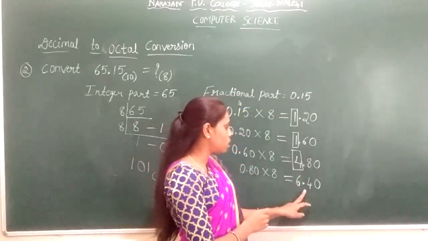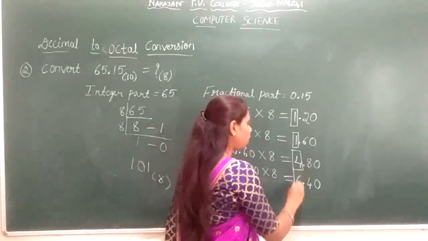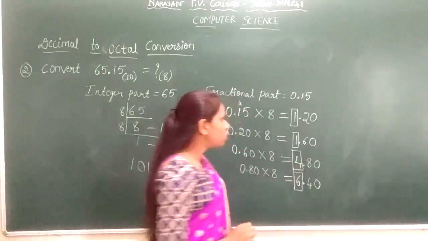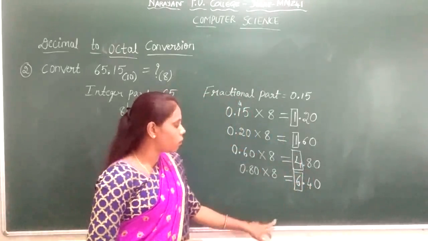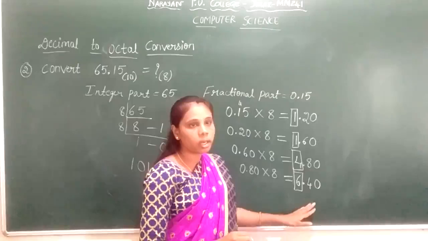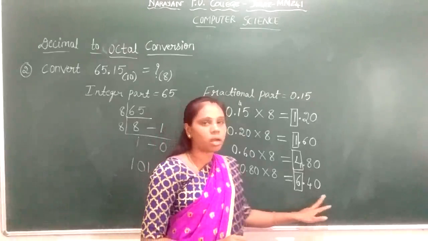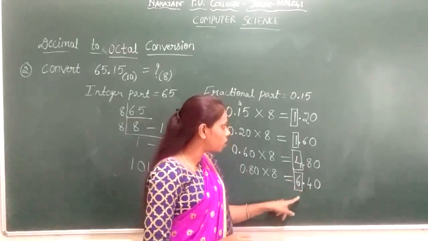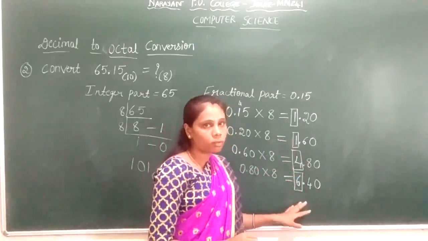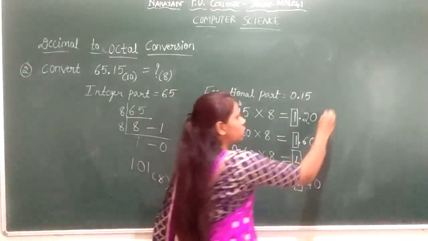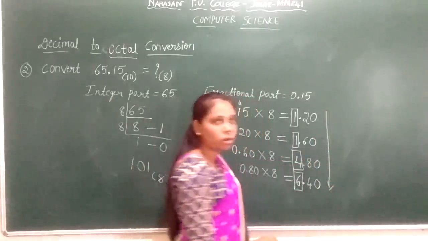So now it is 6.40. Now take down the integer part. In this situation also, if you continue this process, you will not get the fractional part as 0. So I will stop here only. I will take only the 3 or 4 values. Now that is from top to bottom.